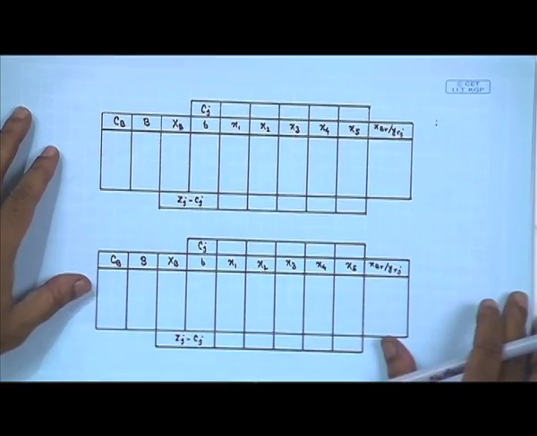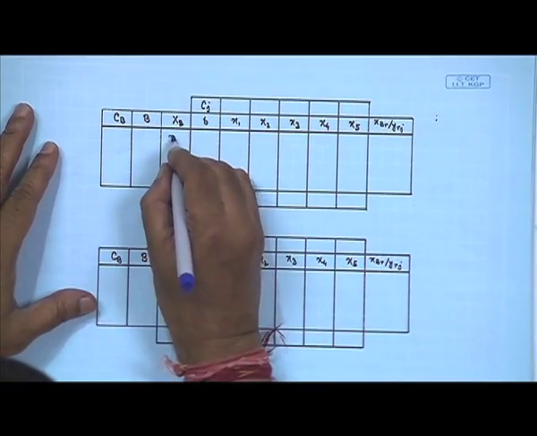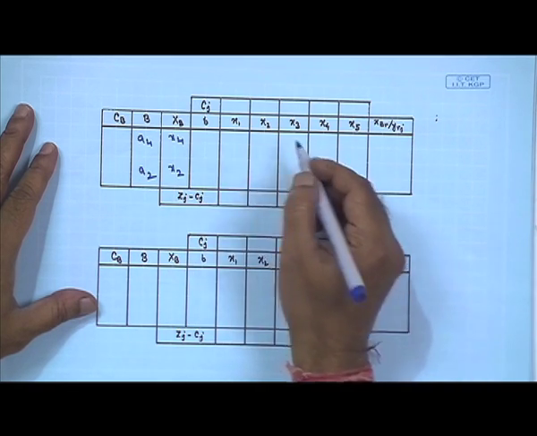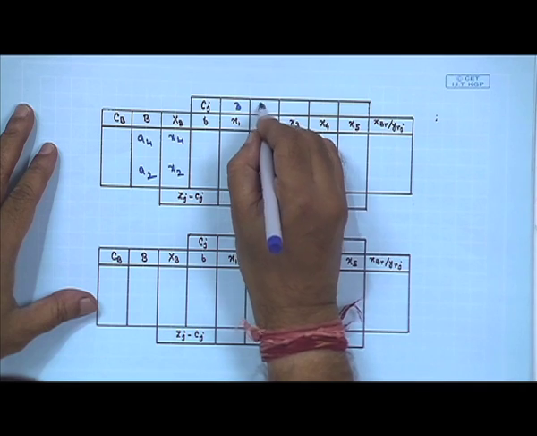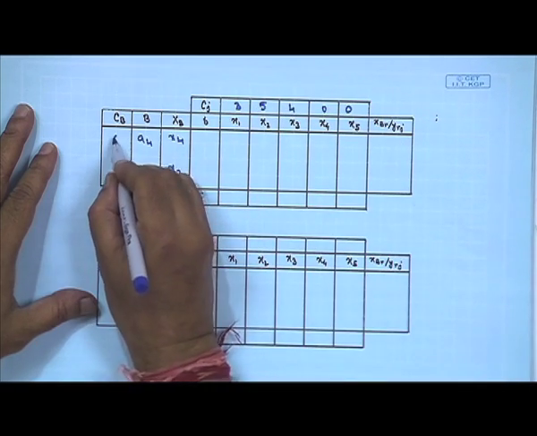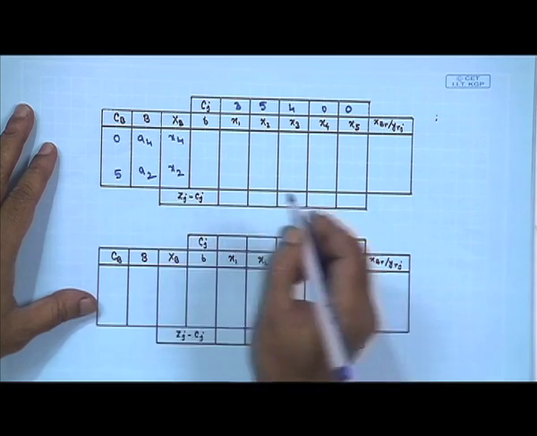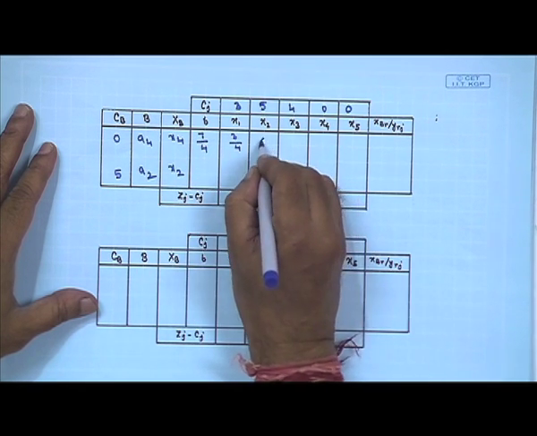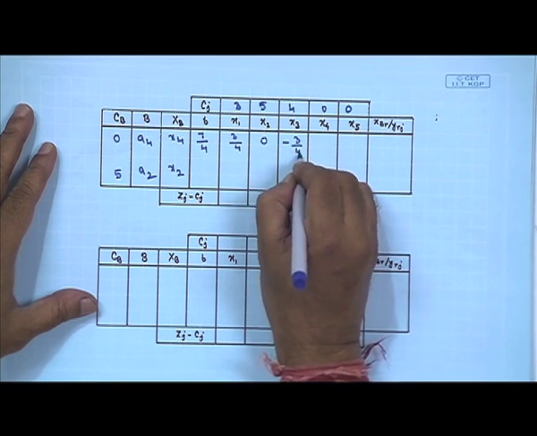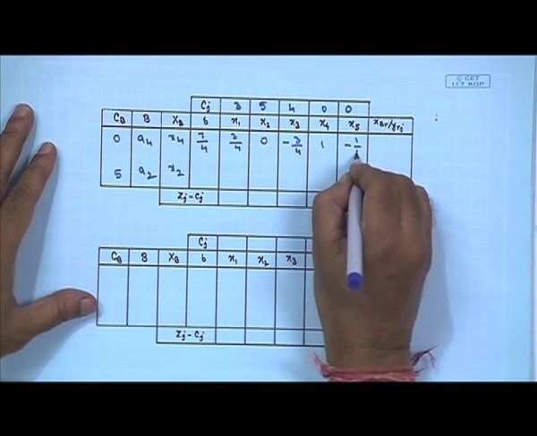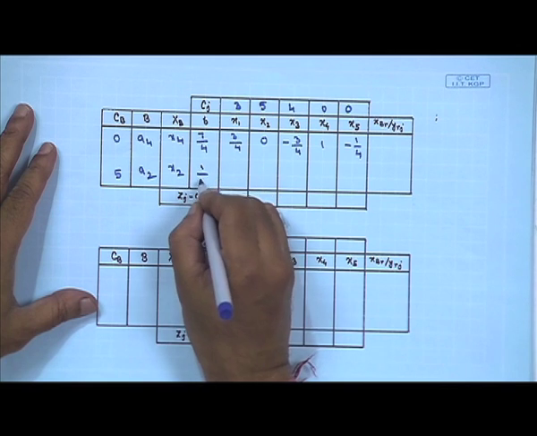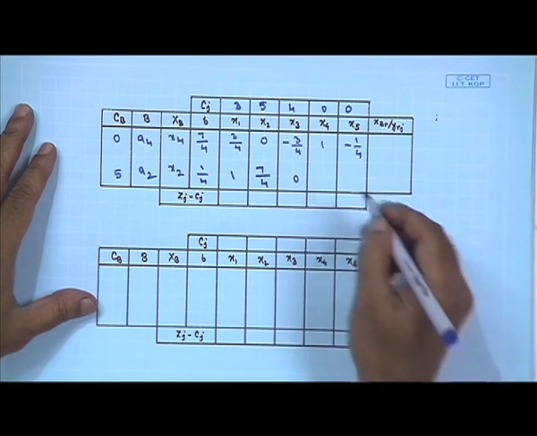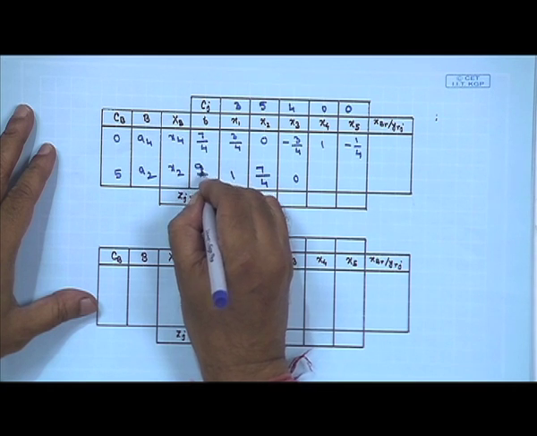Let us write down the next table. In the next table your x4 will remain as it is, and you now have x2. So, the basis is a4 and a2. Your CB is 0 for x4 and 5 for x2. The rows after manipulation will be 3 by 4, 0, minus 3 by 4, 1, minus 1 by 4 for the first row, with 7 by 4 as the first entry, and the second row will be 1 by 4, 1, 7 by 4, 0, 1 by 4. Sorry, the b is 9 by 4.